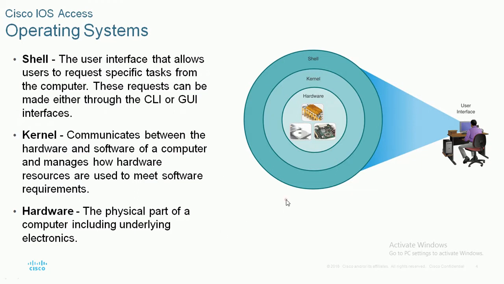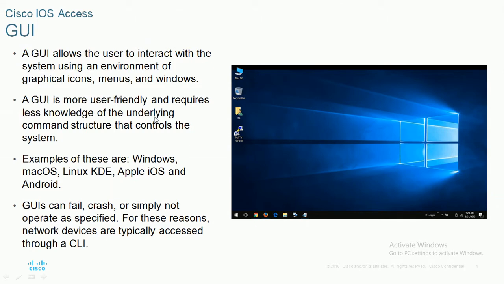Okay, first of all, we need to see what is GUI mode. A GUI allows the users to interact with the system using an environment of graphical icons like menus and windows, like our Windows operating system, how it contains the icons. Okay, it is user friendly, and examples are Windows, Linux, KDE, Apple iOS, and Android. Everything we have seen in daily lives, right?